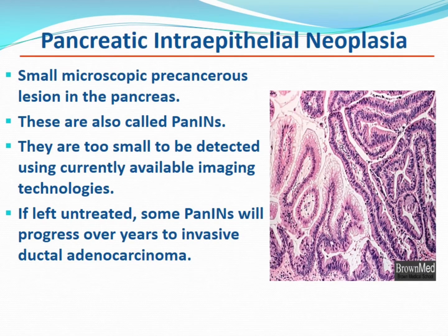The pancreatic intraepithelial neoplasias are small microscopic precancerous lesions in the pancreas. They are called PanINs. They are too small to be detected using currently available imaging technologies. If left untreated, some PanINs will progress to be invasive ductal adenocarcinoma. So PanIN is the precursor of ductal adenocarcinoma.